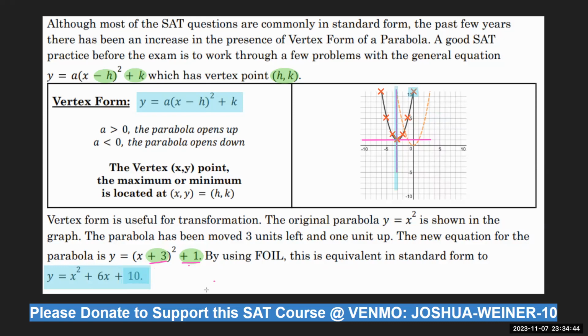All right, so you can use standard form if it's easier for you, but it'll take about 30 seconds to multiply out the square and then group like terms, so that it's in degree order. Y equals x plus 3 squared plus 1 is equivalent to y equals x squared plus 6x plus 10.